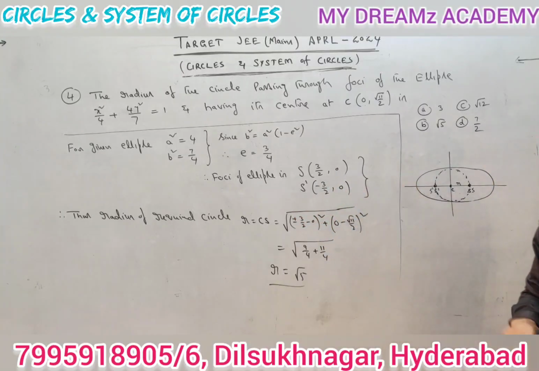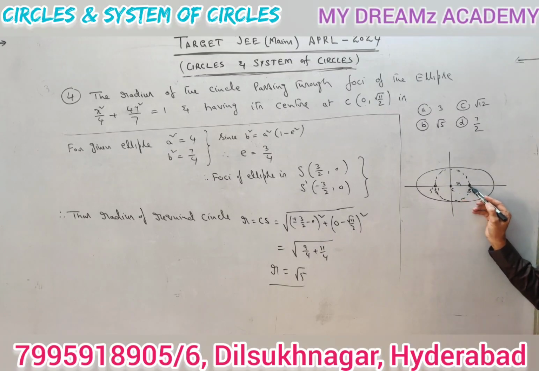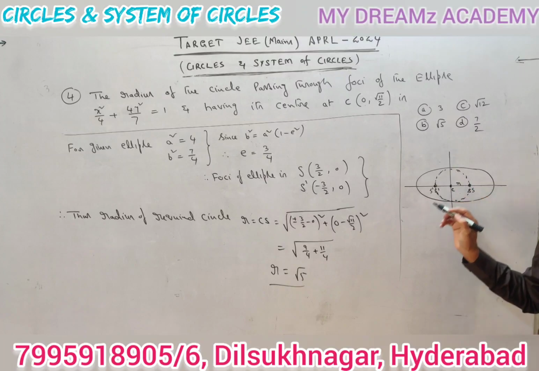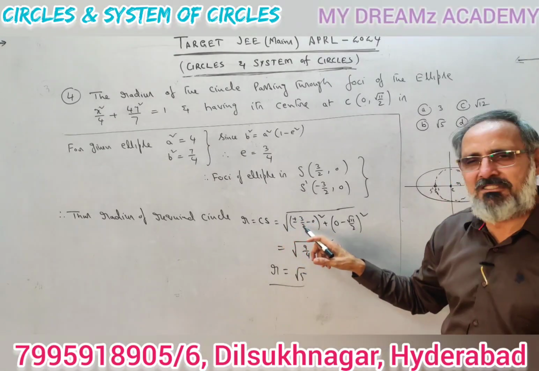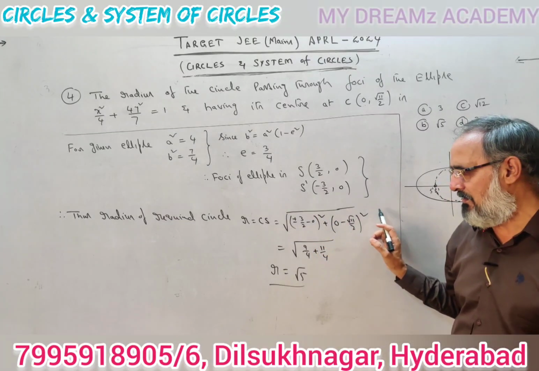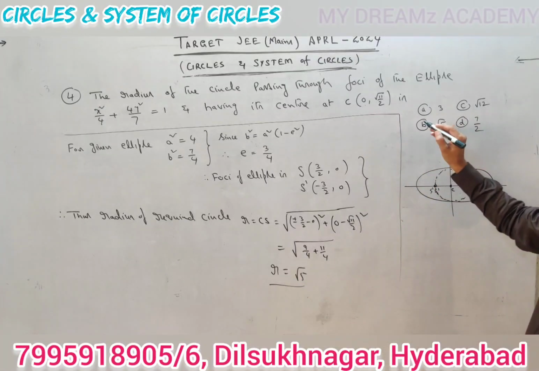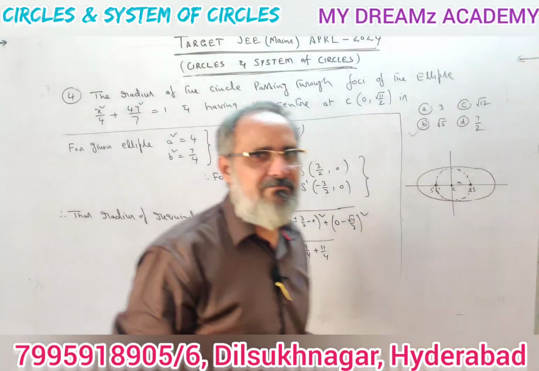Then the radius of the required circle is nothing but, according to the diagram, CS is required. C is the center and S is one side of the foci. So you can use either side, (plus or minus 3 by 2 minus 0) whole square plus (0 minus root 11 by 2) whole square. Simplify, the radius of the required circle comes root 5. So the option B is correct. This is the fourth in the sequence.